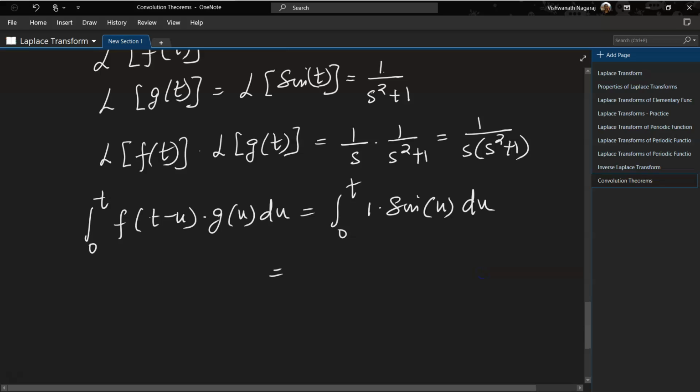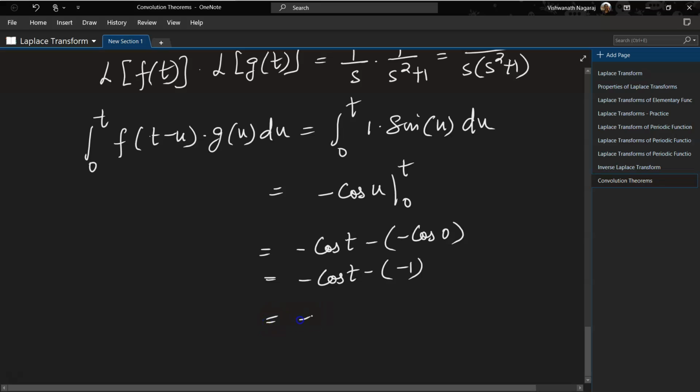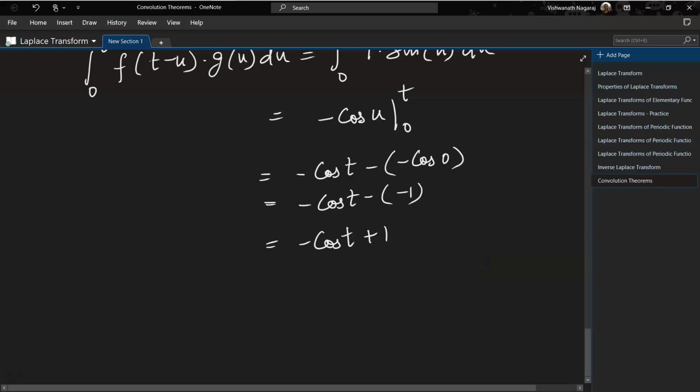So sine u integral is minus cos u from 0 to t, which is equal to minus cos t minus minus cos 0, minus cos t minus minus 1, which is equal to minus cos t plus 1, right? This is the first step.